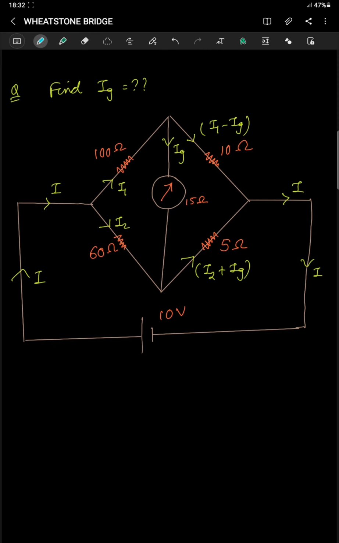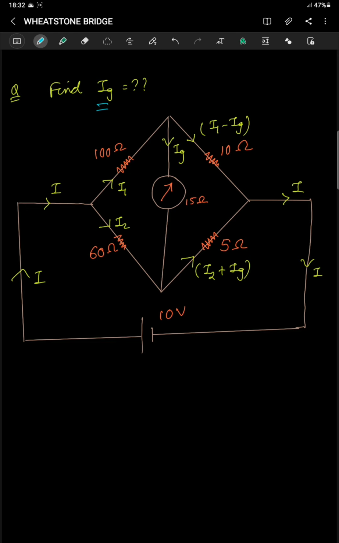The galvanometer has a resistance of 15 ohm and 10 volt is being applied through the circuit. It is asking the current in each branch, as shown, and asks us to find the value of Ig. So you see how many values of current there are: I1, I2, then Ig. So 3 values, so we require 3 equations.